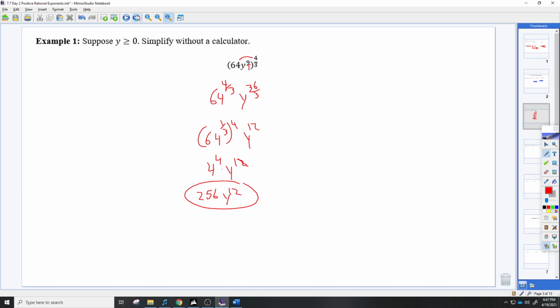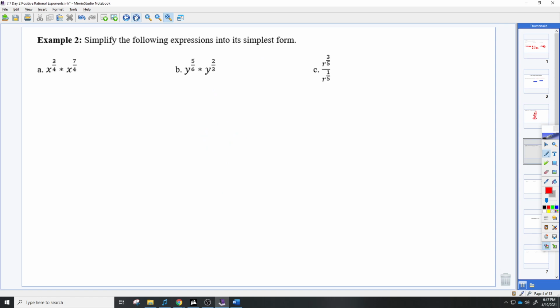That one wasn't too bad. Again, you can use a chart, so we can do this without a calculator. So I'm going to allow you to use that table for the test or quiz or anything like that if we do like a non-calculator part. Example 2, simplify the following expressions into its simplest form.